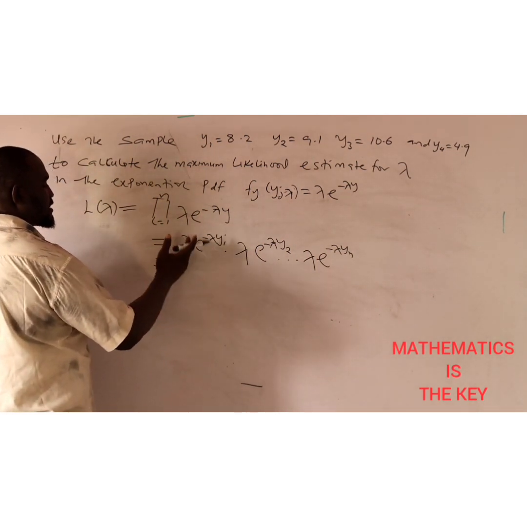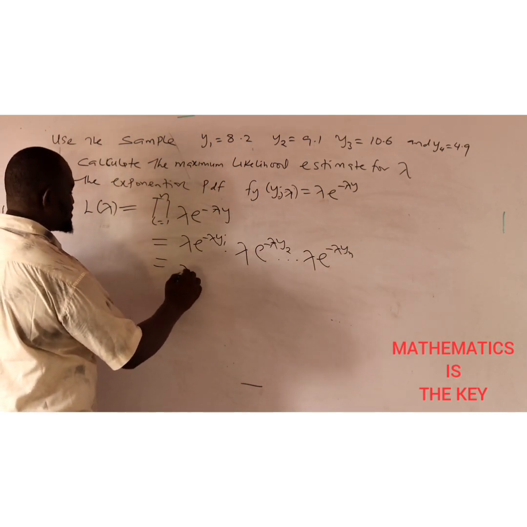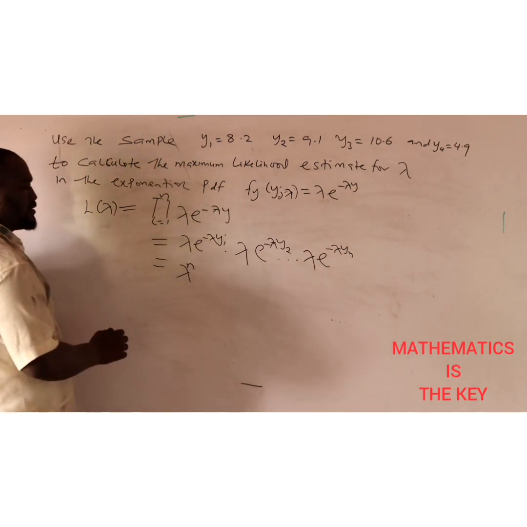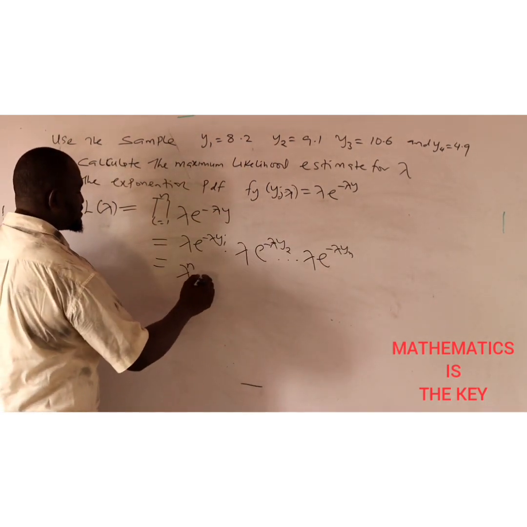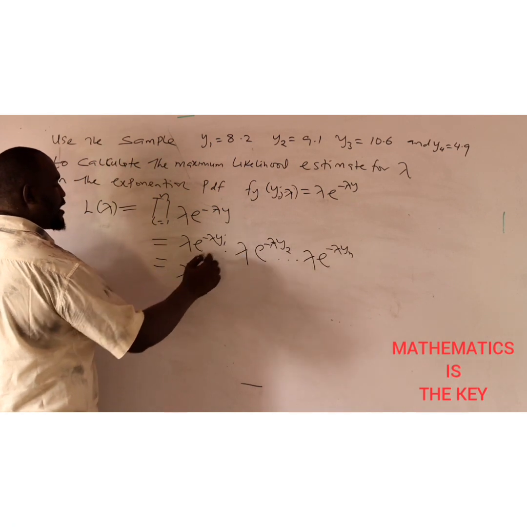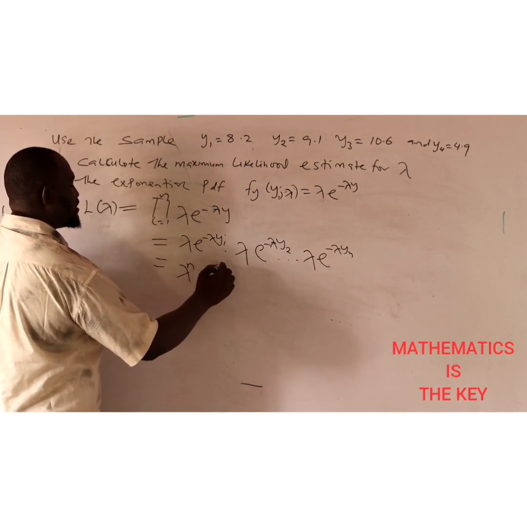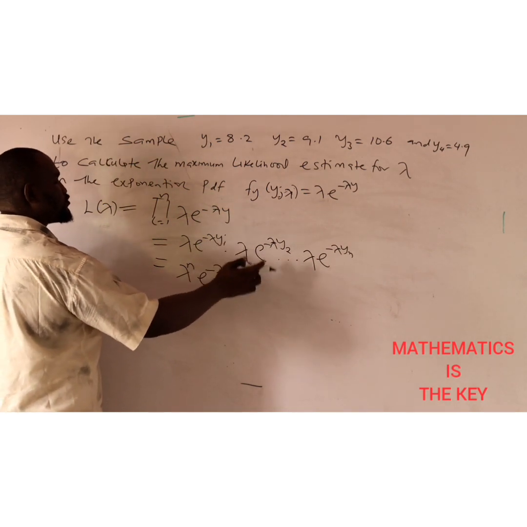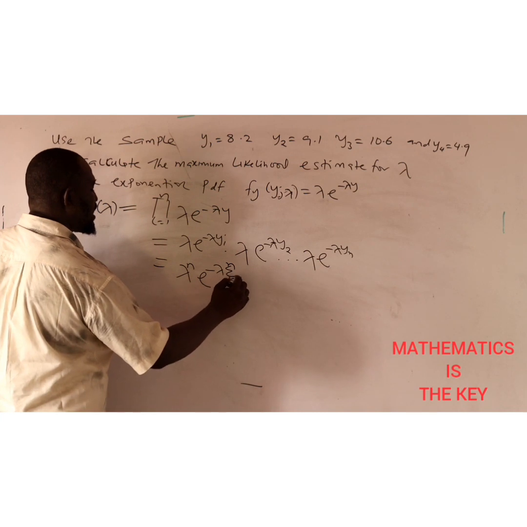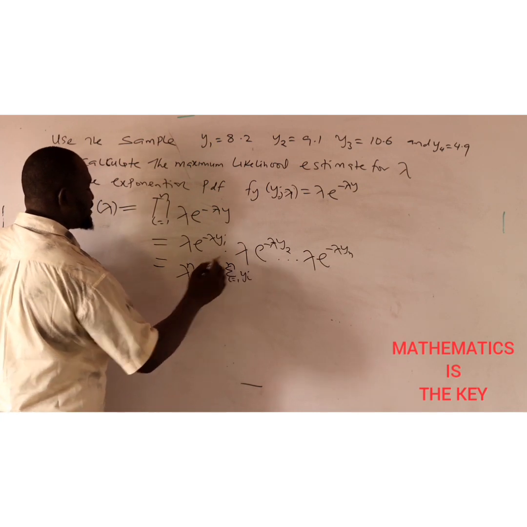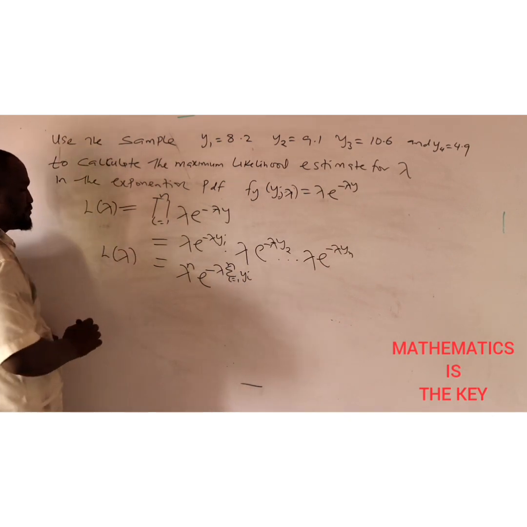Simplifying this, lambda multiplied by lambda multiplied by lambda, by laws of indices, is lambda to the power of n. Exponential is common, so it's the base. On the power, minus lambda is common, so factorize it. Then we have y1 plus y2 up to yn, so we have a summation from i = 1 to n of yi. This is our likelihood function.